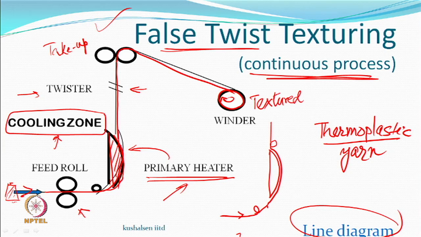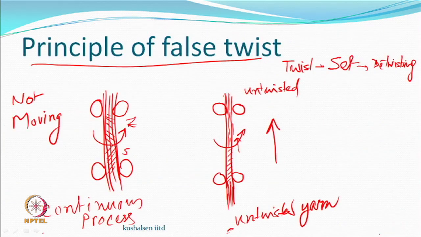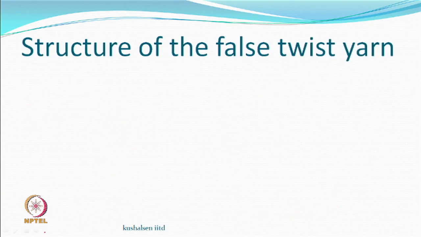Is that right? So, the principle of false twist is clear, and the general scheme of things are also clear, the sequence also in which it should happen. You cannot have any other sequence, cannot do setting before the twisting and cannot do setting without cooling in case of thermoplastic yarns. If there are other yarns, then we will learn about it, how they can be set as well. So, what will be the structure of this false twist yarn?